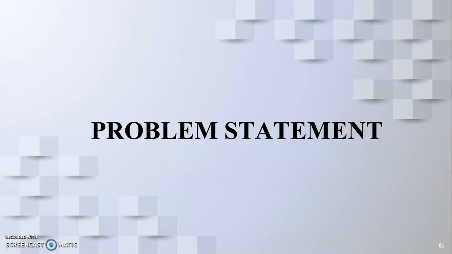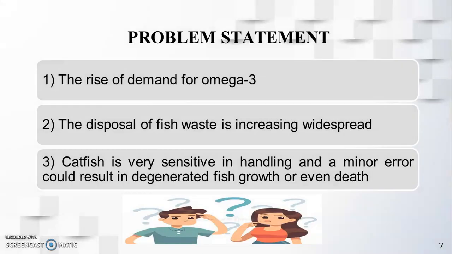Next is problem statement. So, there are three problem statements in this study. The first one is the rise of demand for omega-3. Next is the disposal of fish waste is increasing widespread. And lastly, catfish is very sensitive in handling, and a minor error could result in degenerated fish growth or even death.